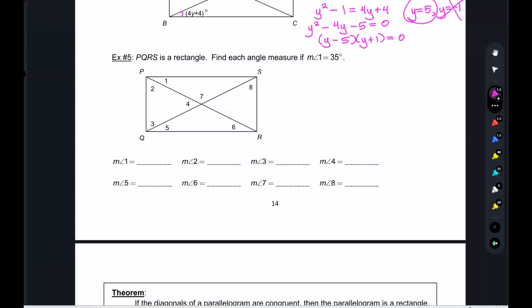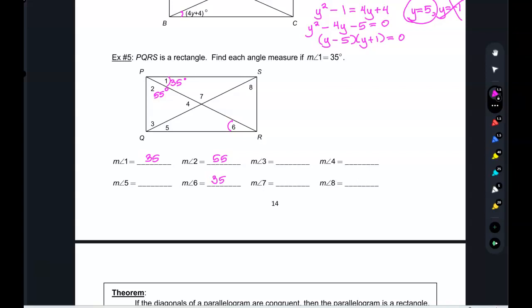All right, let's take a look at the next example. Now we just have one more page. So the measure of angle 1 is 35 degrees. We want to find all these other angles. Okay, so what do you think? Angle 2 is 55. Okay, so we know it's a rectangle, so all the angles are 90. So yes, this has to be 55. Angle 6 is 35. Yeah, that's good. We know alternate interior angles.